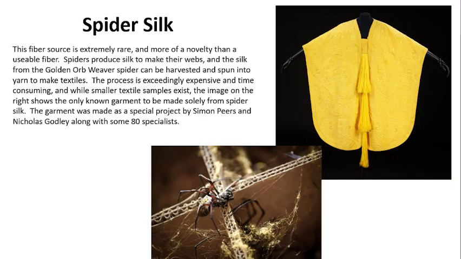Spider silk. So this one's just kind of neat. The fiber source is extremely rare. It's only produced as a novelty, never really produced in any sort of large commercial aspect. But spiders produce silk to make their webs. And the silk from the golden orb weaver spider can be harvested and spun into yarn to make textiles.